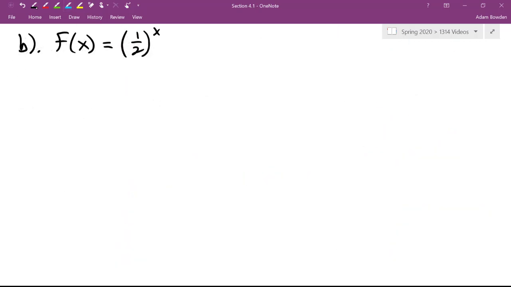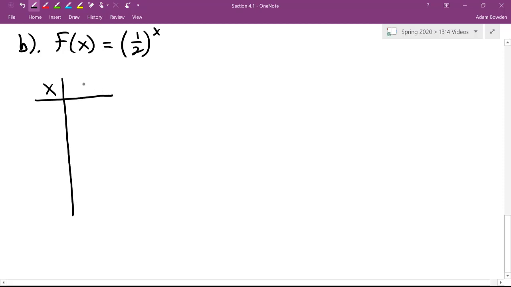Now an alternative way of doing our exponential function is to use a fraction as the base. So what we're going to do here is the same kind of thing we did for the other function, but we're going to use this type of base here. So -2, -1, 0, 1, and 2 for x. And I'll show you how that turns out as a result.